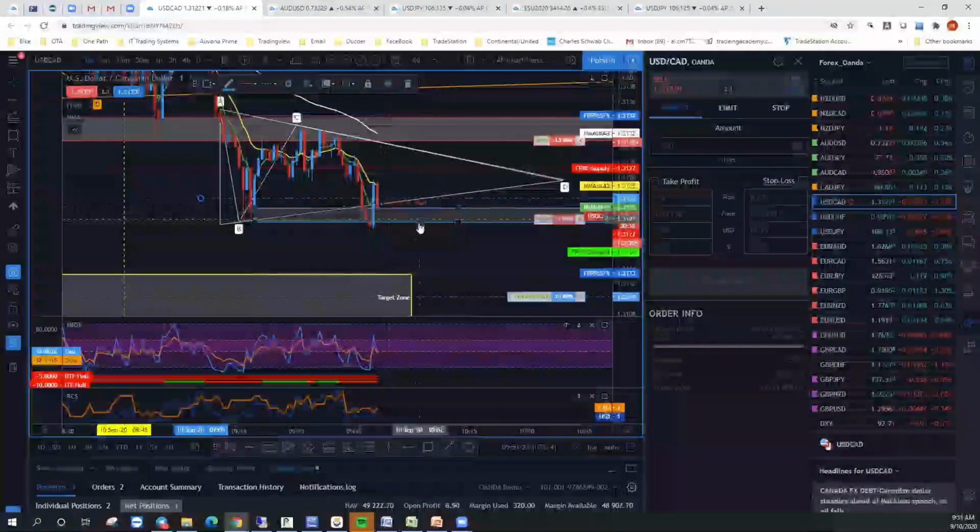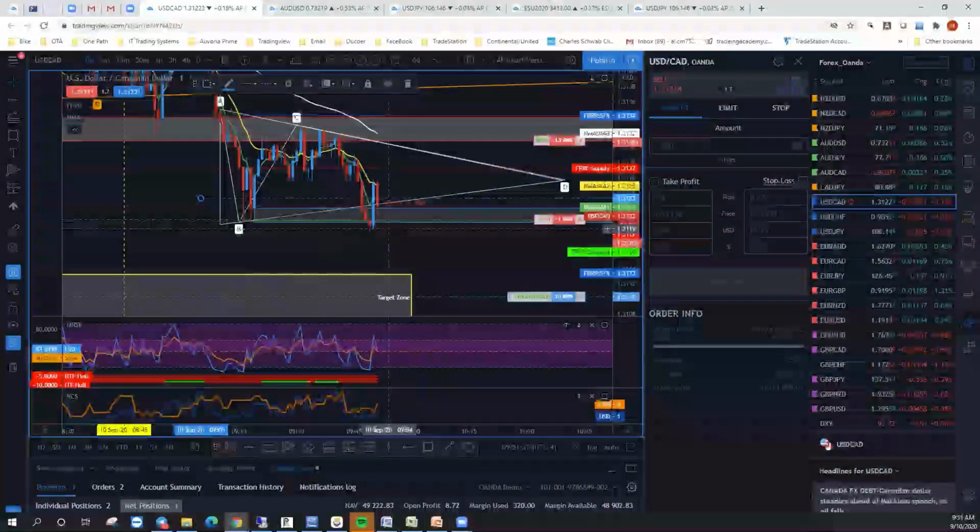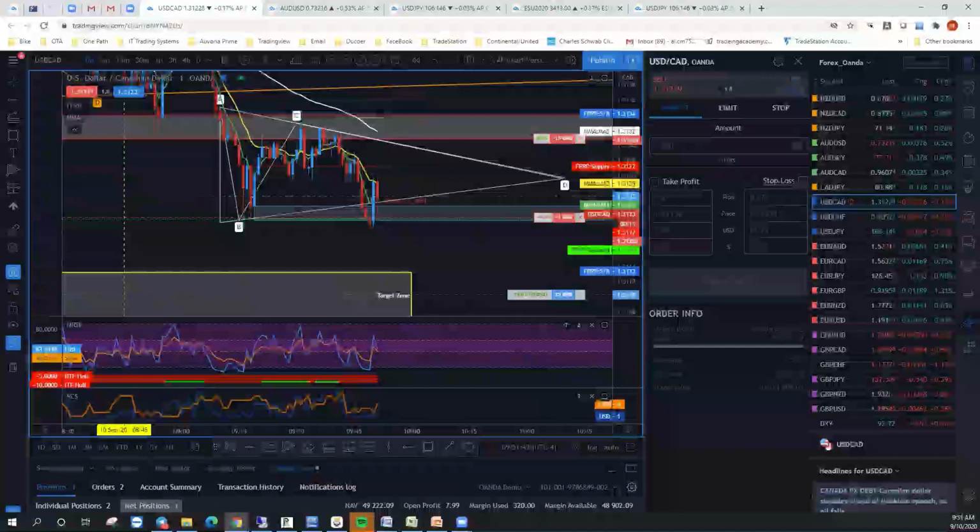This was a little bit of a, I mean, it came right down here and pushed right back up again. So obviously there were some buyers in here that pushed it back up. Now the question is, are they still going to have control? I said we may be getting near the end of our move here.